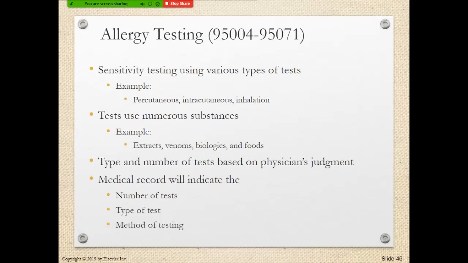So more on allergy testing. 95004 through 95071 is sensitivity testing using various types of tests, for example, percutaneous, intracutaneous, and inhalation. Tests use numerous substances, for example, extracts, venoms, biologics, and foods. Type and number of tests based on physician's judgment. Medical record will indicate the number of tests, type of test, and the method of testing.